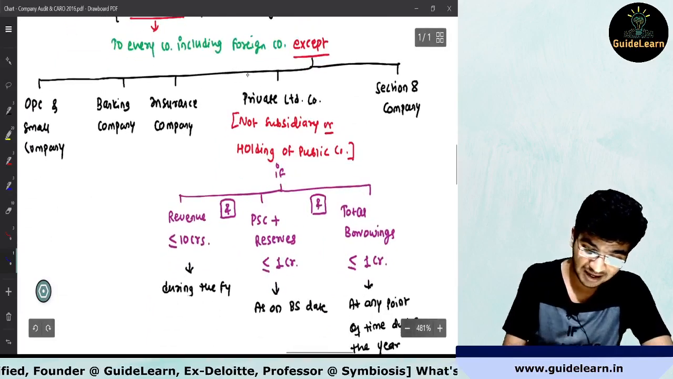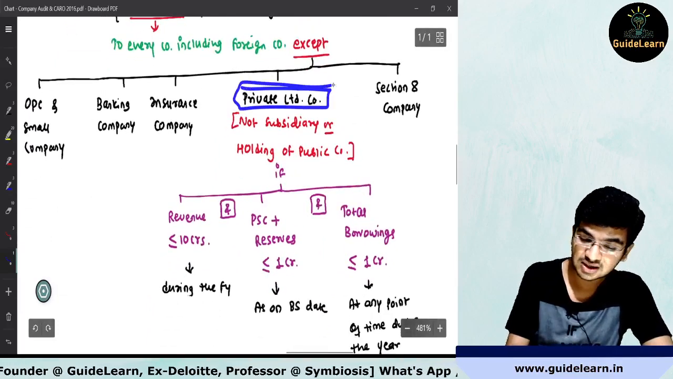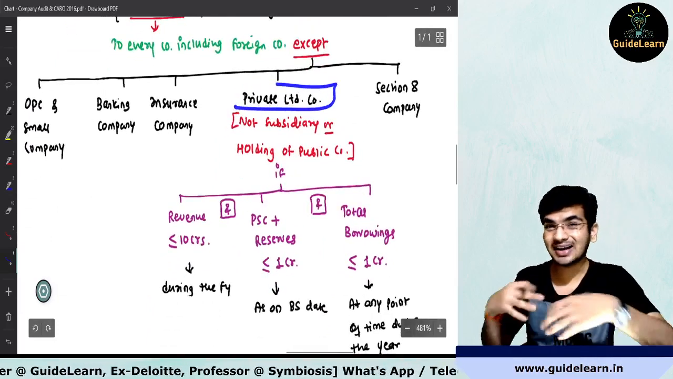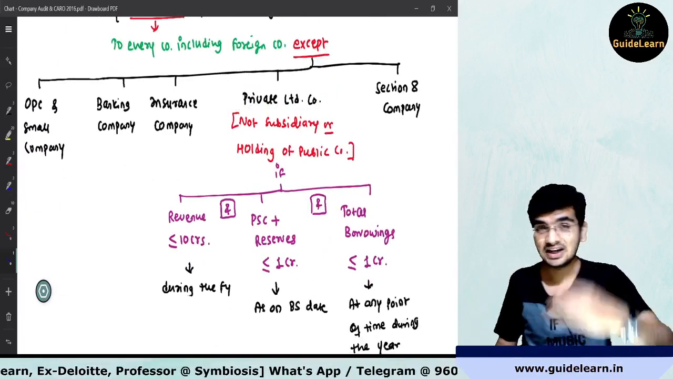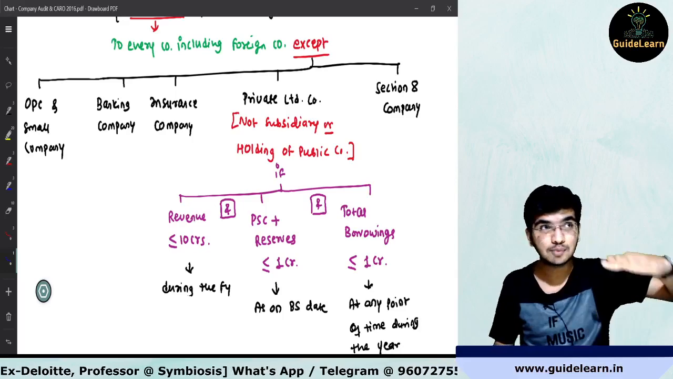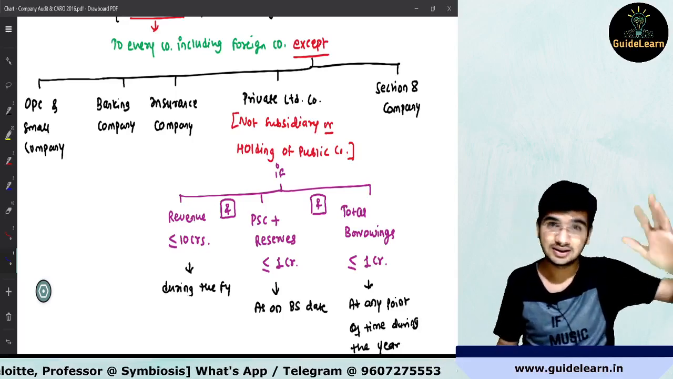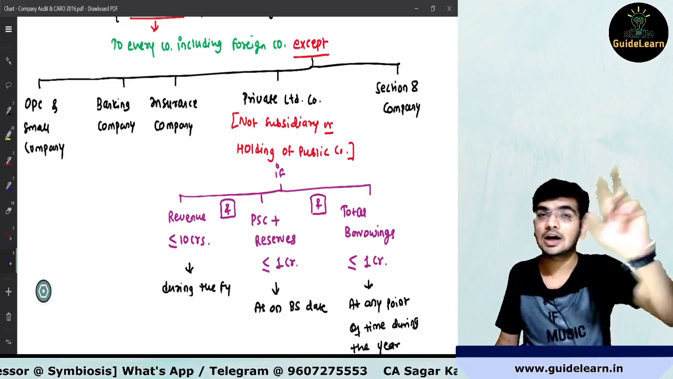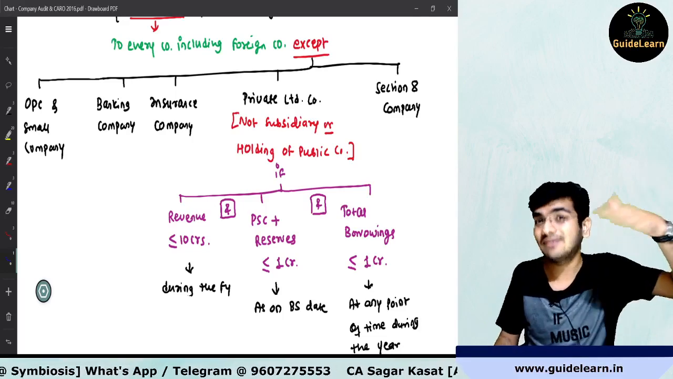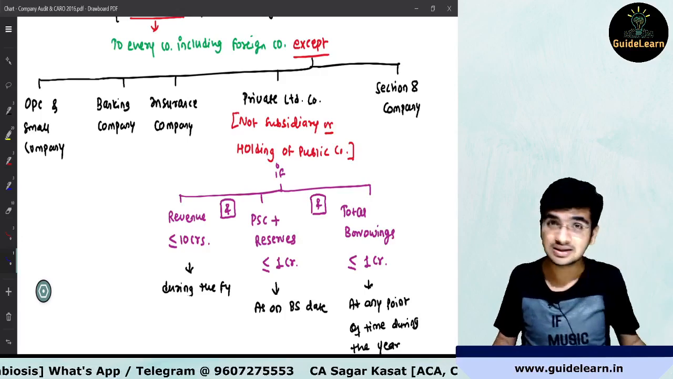But there is one more, the private limited company. They have not given complete exemption to all private limited companies, but they have said that if a private limited company is up to a certain level, then those will be exempted. But once they breach that level, then CARO 2016 will be applicable. Now what is that level? That criteria has to be considered.